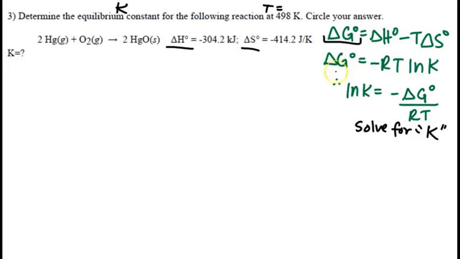Well, there is an expression: delta G naught is equal to negative RT natural log of K. So we can use this expression to solve for natural log of K, which is negative delta G naught divided by RT. And of course, once we get this expression, we can take the natural log of both sides and solve for the K value. And that is exactly what we're going to do for this question.